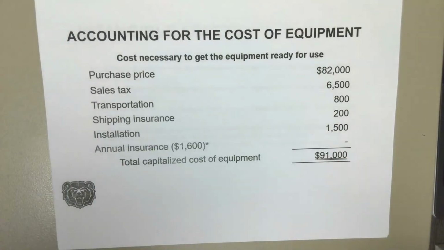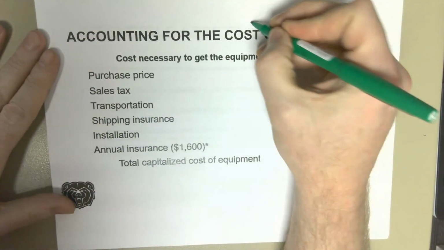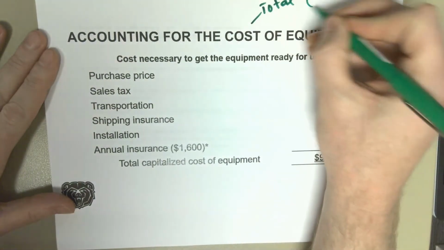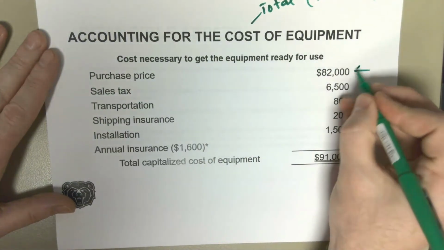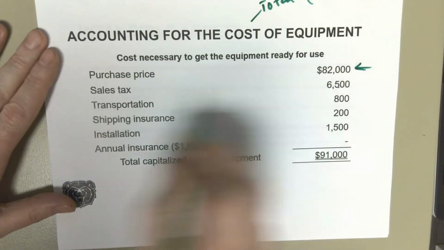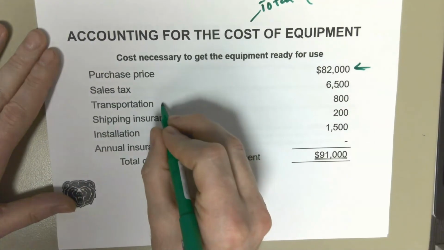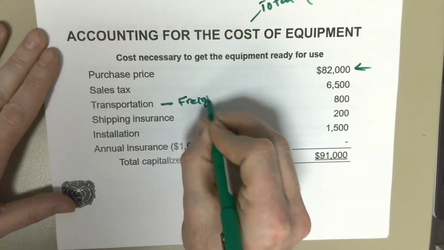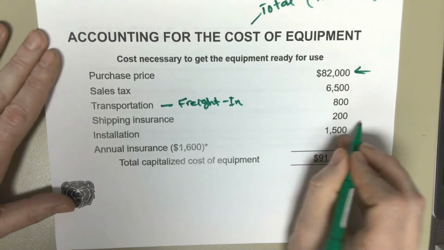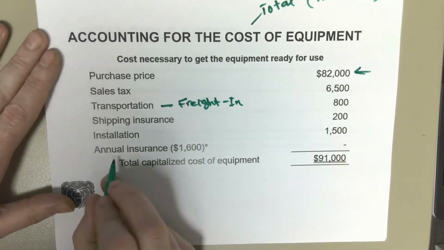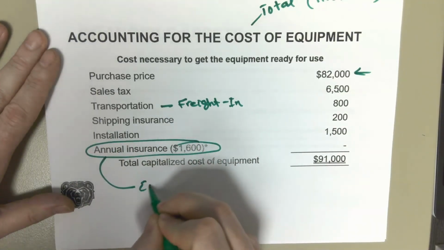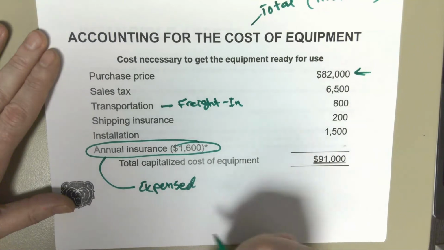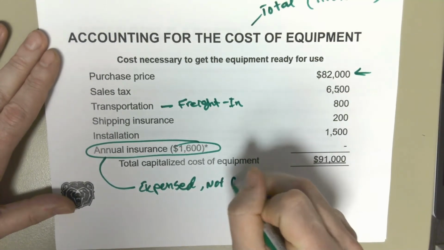So this is just a quick example of the cost necessary to get the equipment ready for use and the total, or historic, cost, okay? So this was our sale price. This is what we paid for it. We paid $6,500 in taxes. It cost $800 to ship it, right? This is the freight in. Shipping insurance cost us, installation cost us, and then annual insurance is going to cost us. But remember, this right here is getting expensed, okay? Not capitalized.